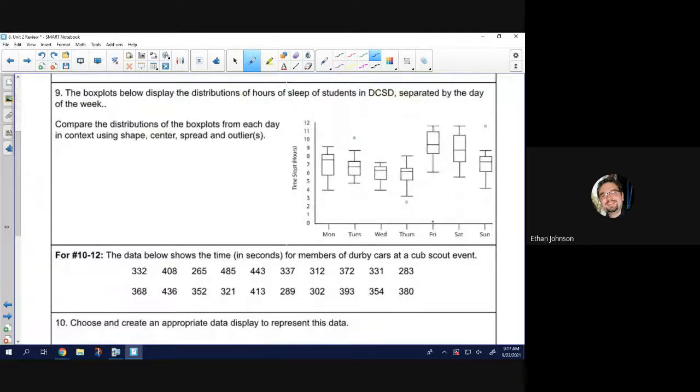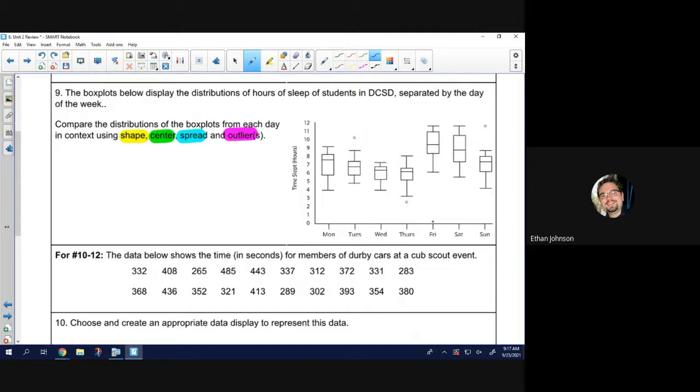Number 9, the box plots below display the distributions of hours of sleep of students in DCSD, separated by the day of the week. Compare the distributions from each day in context of using shape, center, spread, and outliers. So there are 4 things we are going to need to say.